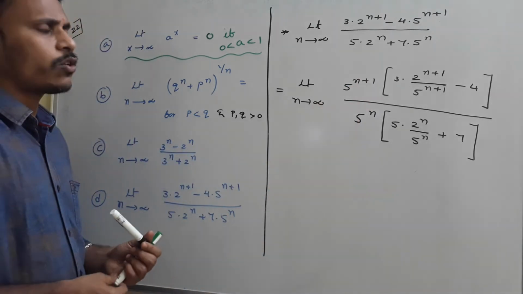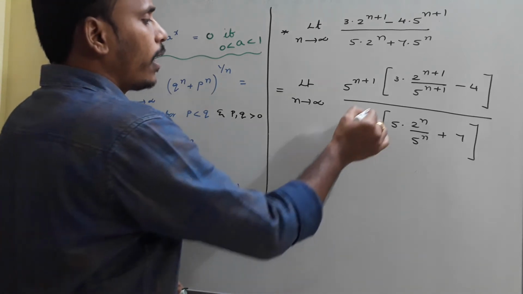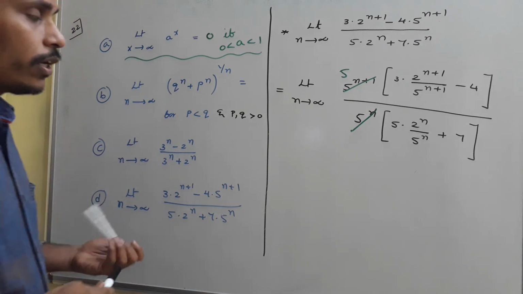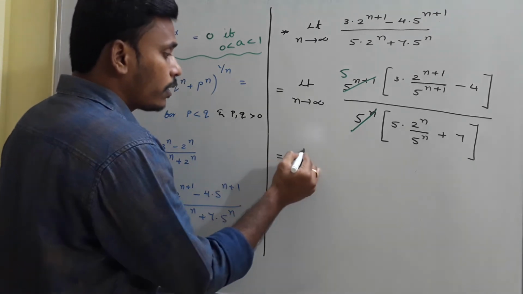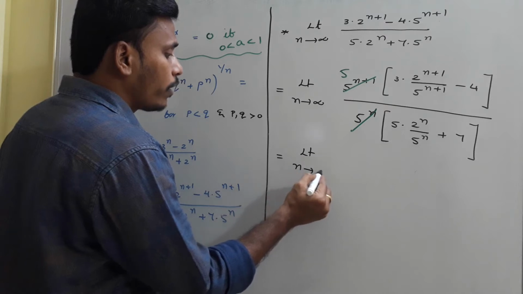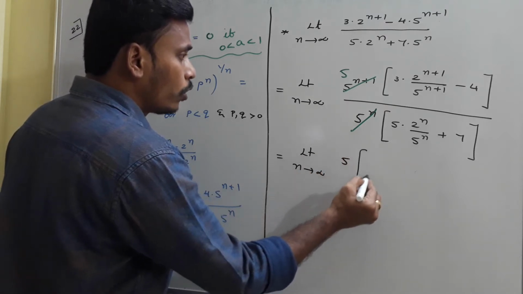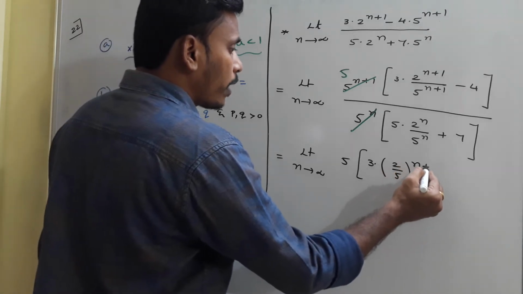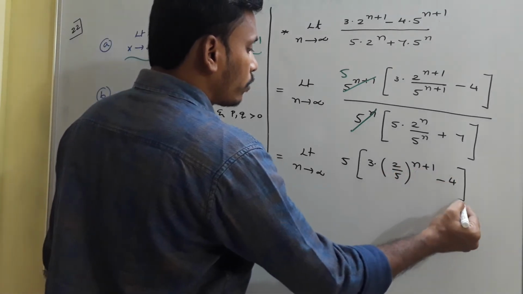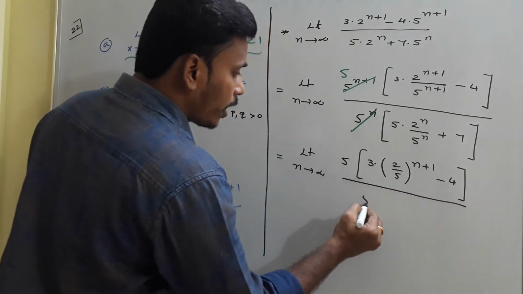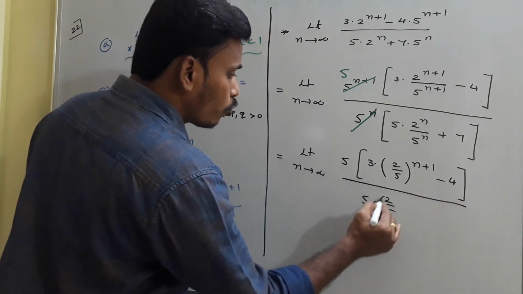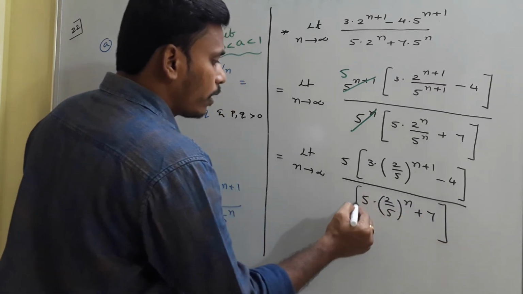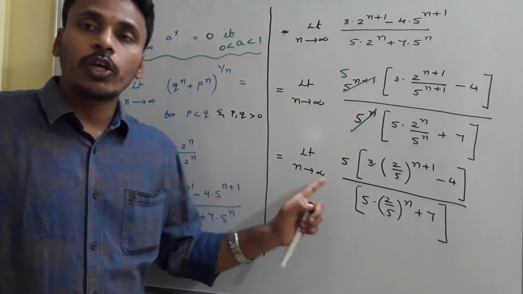So there is a simple way to cancel it out. This 5 power n cancels this for 5 times. So in the next step, how do we proceed? This is equal to limit n tends to infinity of 5 into 3 into (2 by 5) to the power n plus 1, minus 4, divided by, in the denominator, 5 into (2 by 5) to the power n plus 7. That's the denominator. Just have a look, n is tending to infinity.